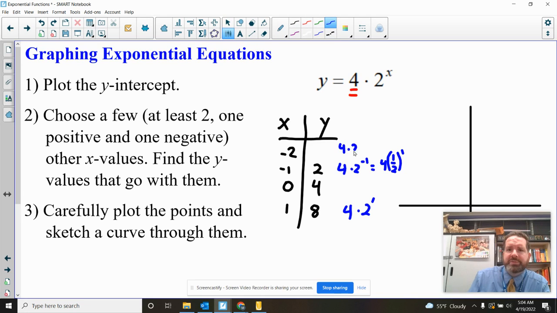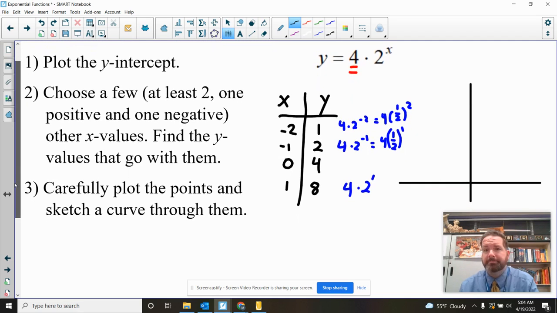How about 4 times 2 to the negative second? That's the same as 4 times 1/2 to the positive second. So the negative exponent flips the 2 upside down. A half to the second is a half times a half, which is a fourth. And then a fourth times 4, that's just 1. And look at this. Now I've got 1, 2, 3, 4 different ordered pairs I can plot to get a sense of what this graph should look like.